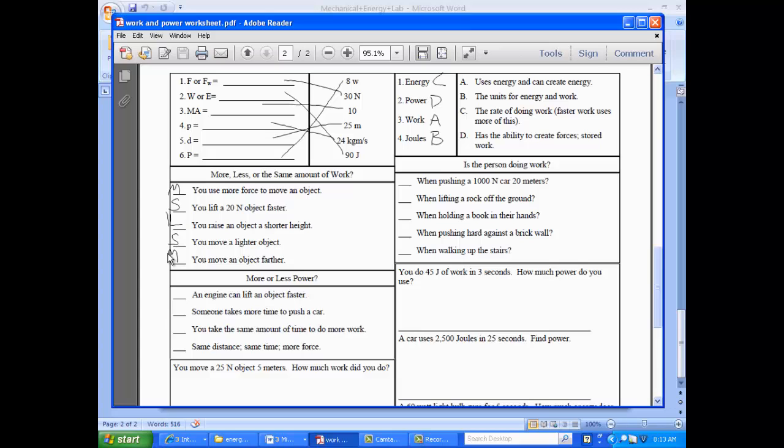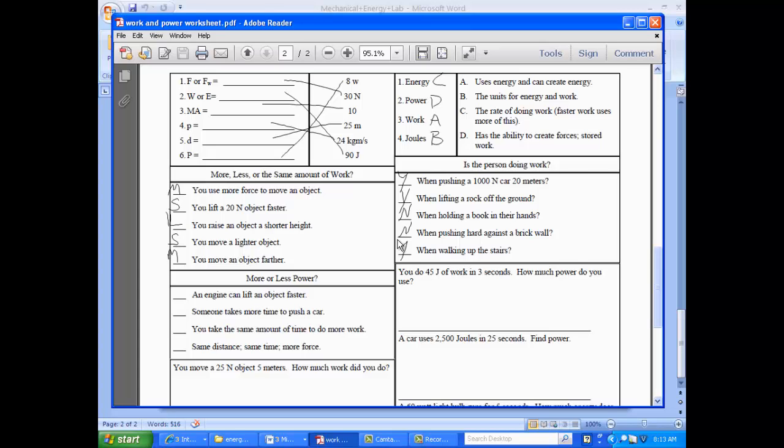Let's look over here. Is the person doing work? When pushing a 1,000 Newton car 20 meters, are they doing work? Yes. When lifting a rock off the ground? Yes, they're moving it a distance. When holding a book in their hand? No. There's no movement, no distance. When pushing hard against a brick wall? No, not moving it a distance. When walking up the stairs? Yes, absolutely. Good. Fantastic.